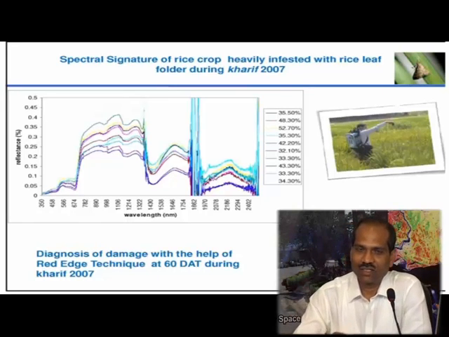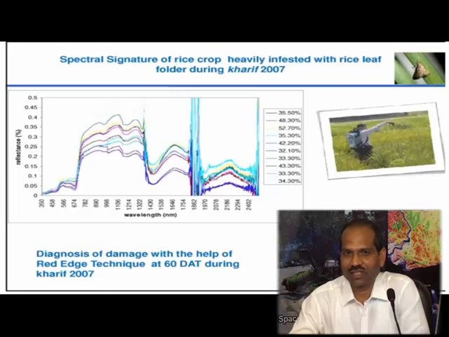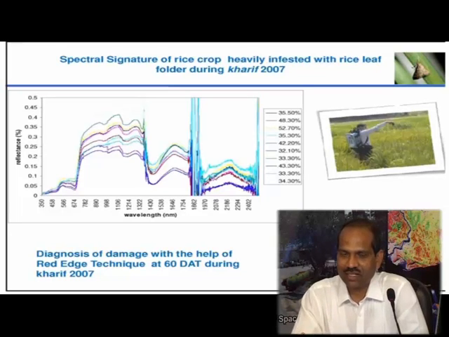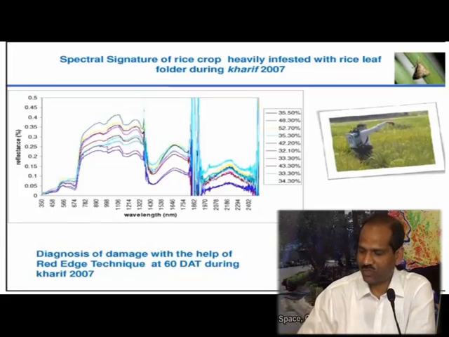But here the analysis is done only after it is affected, not before that. It means it's only post-mortem analysis. Once the insect is there, the plant got damaged. Once the plant is damaged, from the reflection you are getting through the instrument or the sensor, you are able to see how severe the damage is. But you can't predict the damage. That's another story which one has to look for.